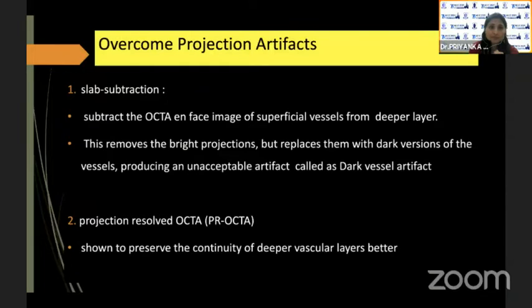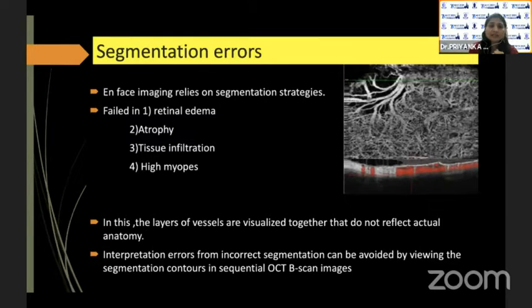So these are certain examples, but we have some algorithms to overcome these artifacts, which are slab subtraction and projection resolved OCTA. In slab subtraction, they subtract the OCTA en-face image of superficial from deep, but then they produce dark vessel artifacts, which are really unacceptable. And projection resolved OCTA is a little better because it provides the continuity of deeper vascular layers. Another artifact is the segmentation errors, which occur in retinal edema, atrophy, or high myopes. Interpretation errors can occur, but you can avoid them by seeing the contours in sequential OCT B-scan images.